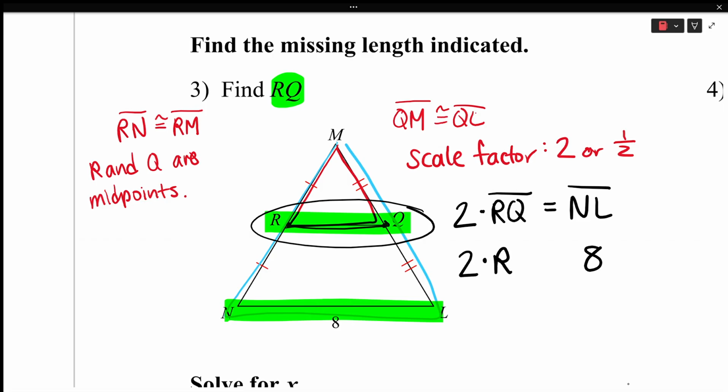And if I just drop down the rest of it and I want to solve for RQ, I just divide both sides by 2. And I get RQ is equal to 4.